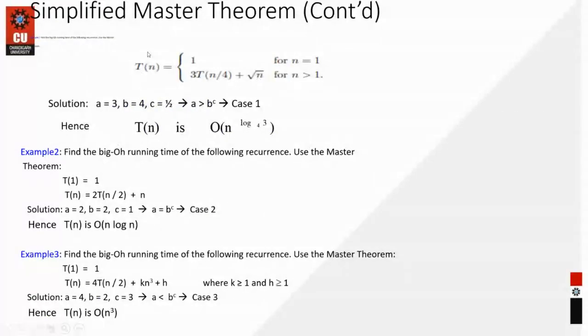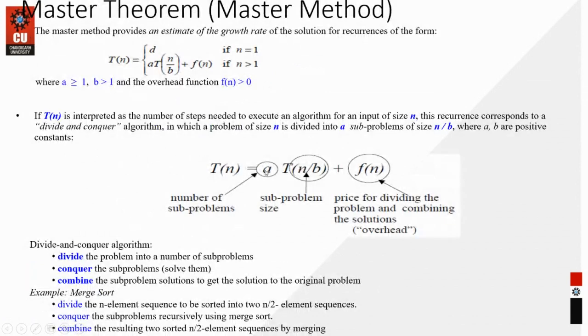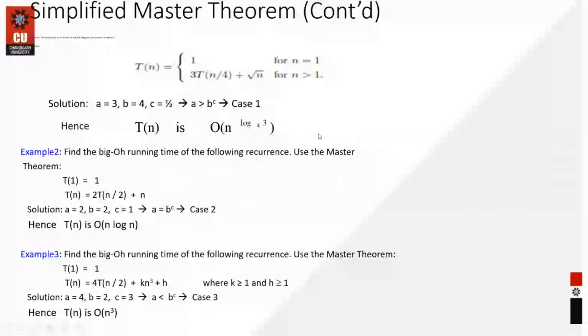Suppose I am taking this example: T of n equals 1 for n equal to 1, and 3T of n by 4 plus root n for n greater than 1. Now if I am applying the master theorem here, a T of n by b plus f of n, then I will get a equal to 3, b equal to 4, c equal to half. Then a greater than b to the power c, case 1. So hence T of n is big O of n to the power log 4 to the base 3.